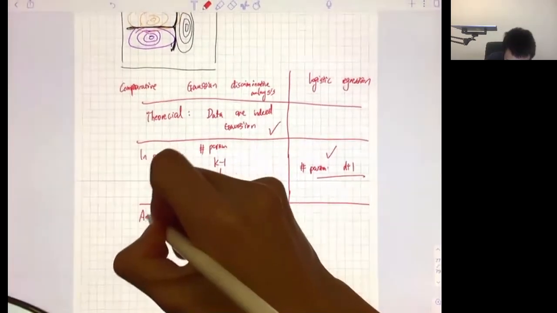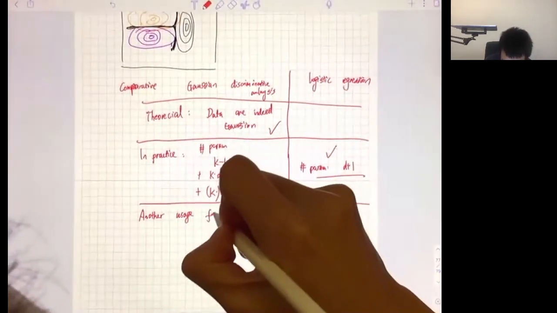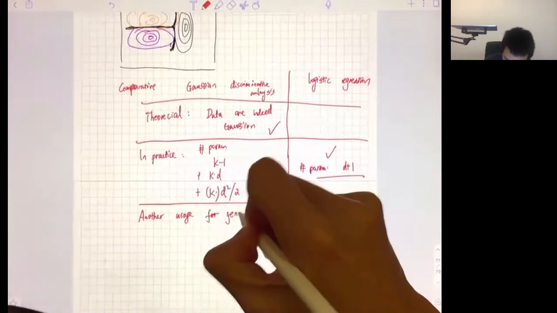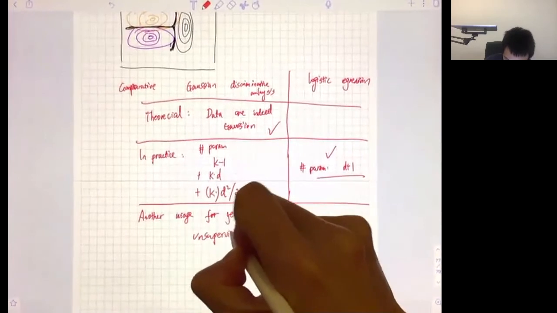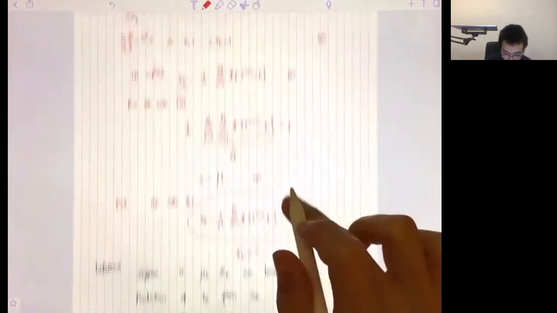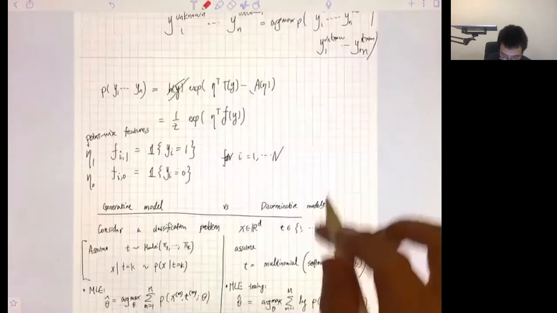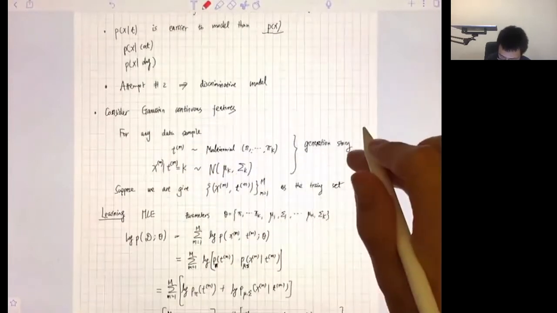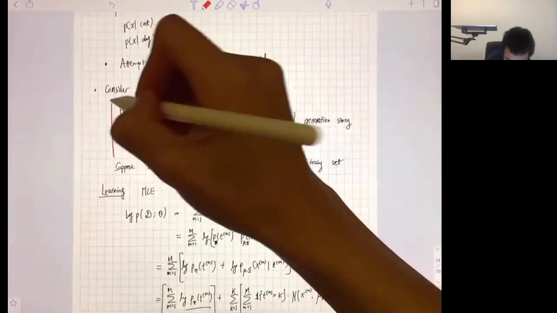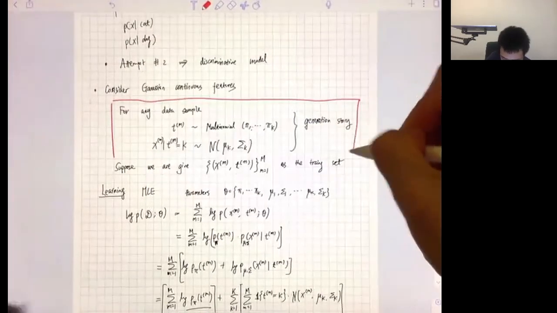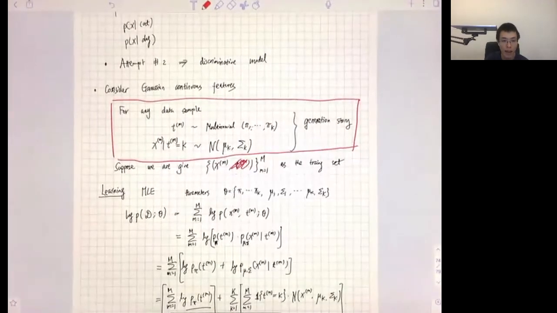But there's another usage for generative model, which is unsupervised learning, okay? So I have the same model here, but my training data only contains X, okay? I don't know the labels.